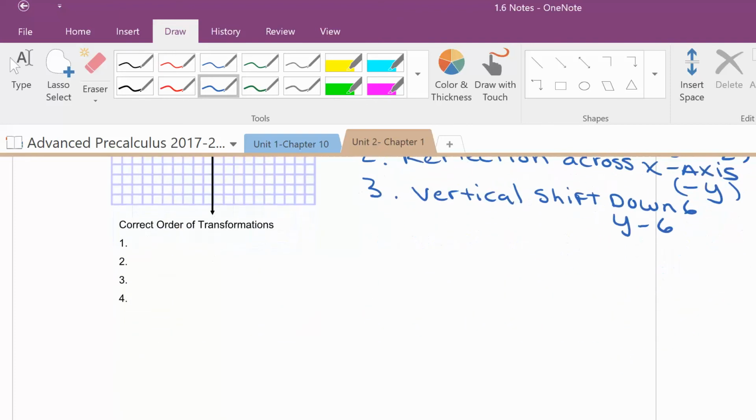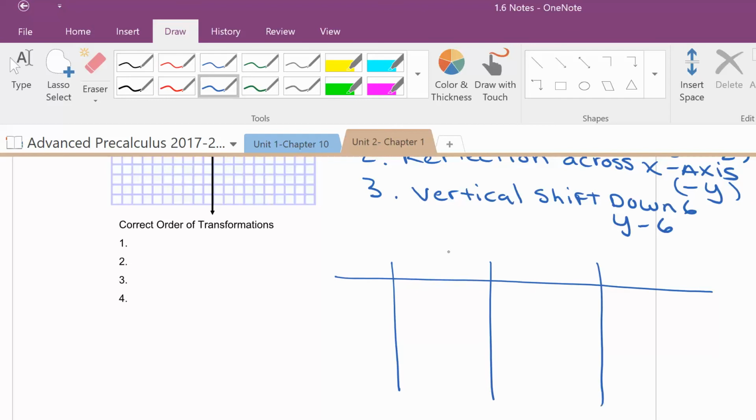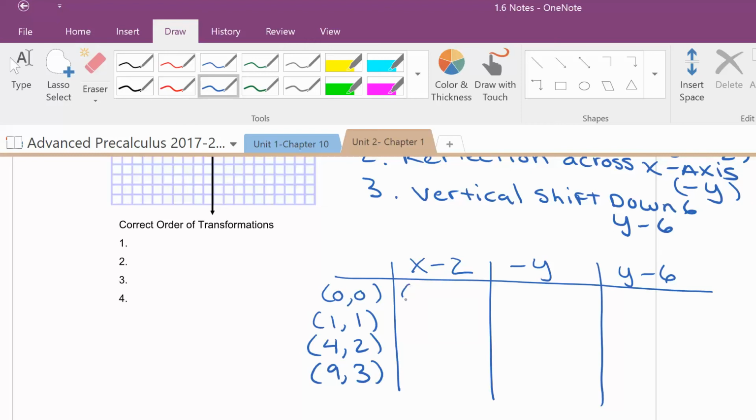So when you make a table here, there's going to be 3 columns. You're going to have x minus 2, because you're going left 2, negative y, and then y minus 6 on these coordinates. So when I take x minus 2, I get negative 2, then the opposite of y, well, opposite of 0 is still 0, minus 6, so negative 2, negative 6 is our first point.